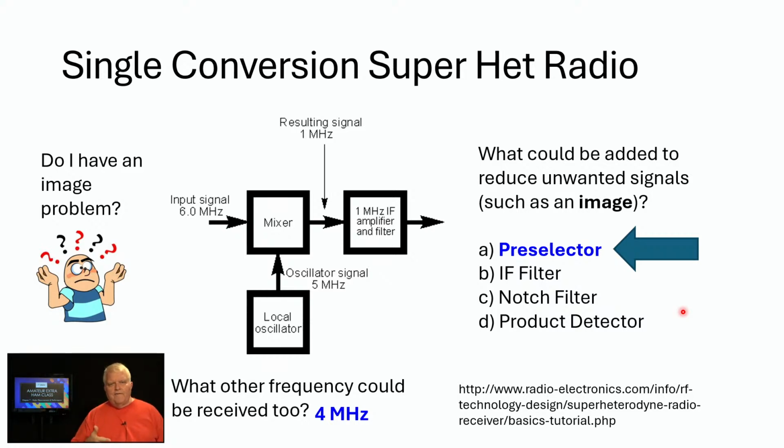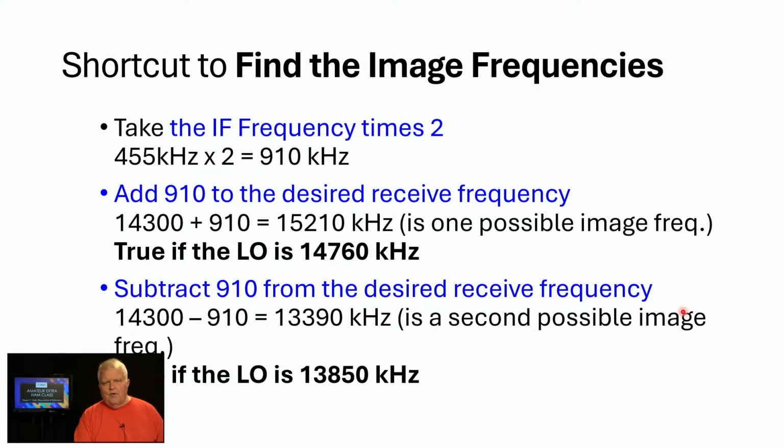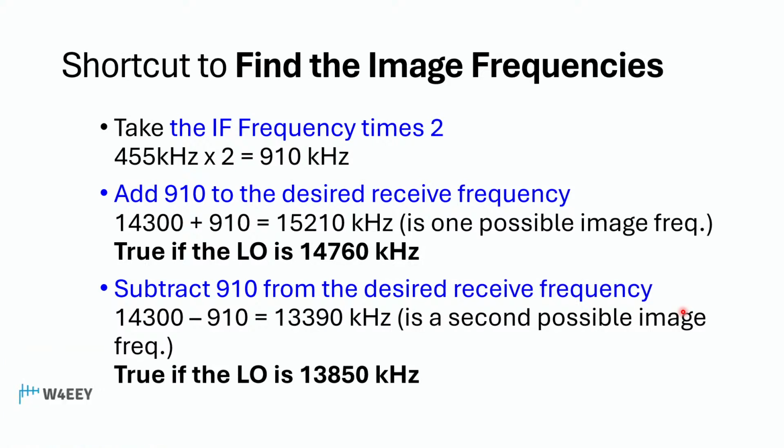Well, Gary, okay, when I might have an image problem, how do I find the frequencies? Well, what you do is you take the IF frequency times 2, so in this case 455 kilohertz gives us 910 kilohertz, and then you add 910 to the desired receive frequency, and that'll give you one possible image. Or you subtract 910 from your desired receive frequency, and that'll give you another possible image frequency. So if you need to calculate image frequencies, that's a way that you can do it.